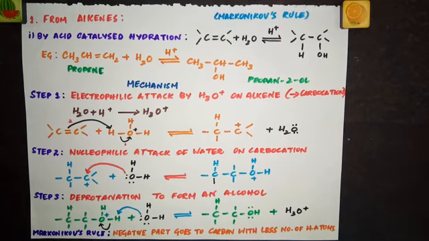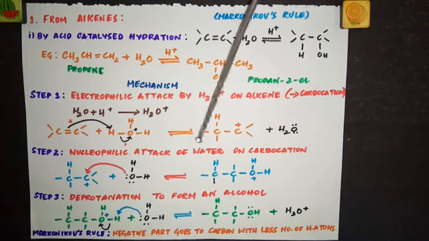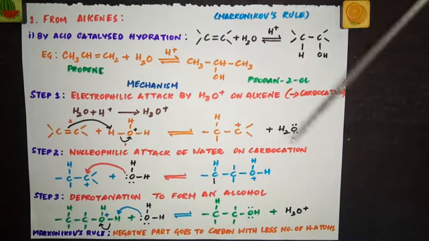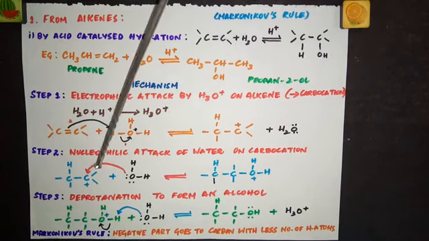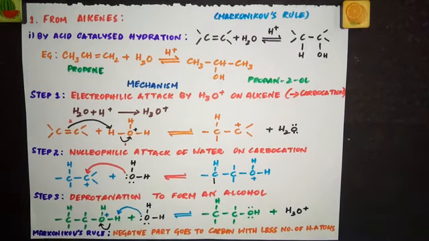So what is step 1? Electrophilic attack by H3O+ on the alkene so that you get a carbocation, or else we can call this protonation of the alkene because you're adding an H+ to that. Step 2, nucleophilic attack of water on the carbocation. On this carbocation, water is attacking. And the last step is deprotonation to form an alcohol.